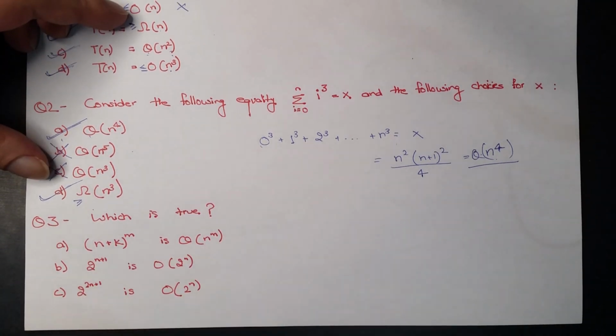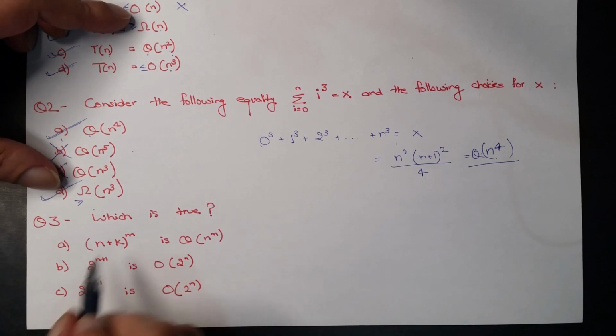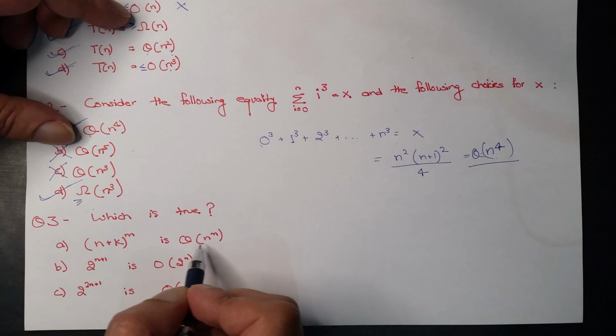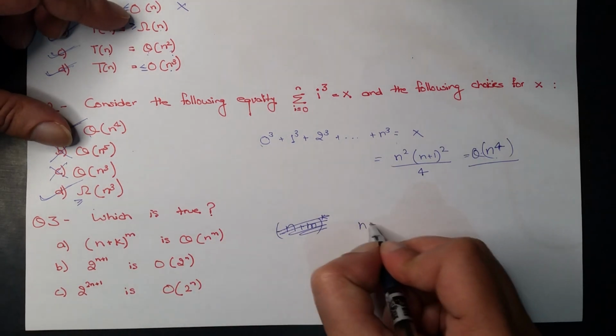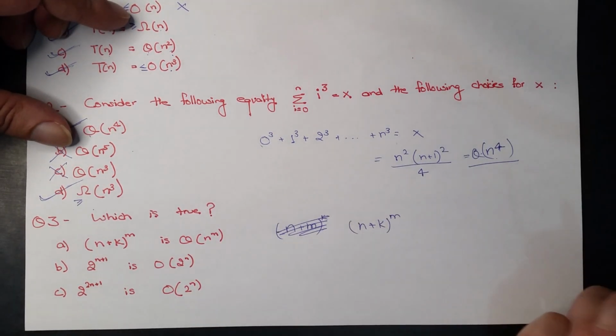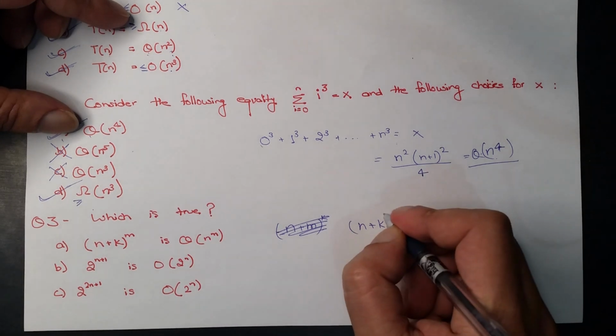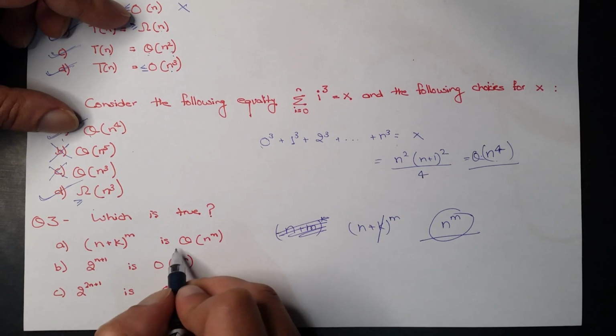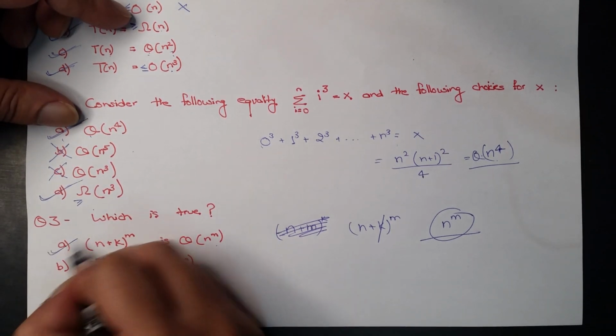Which one of the following is true? First is n plus k to the power m. We have to find this time complexity and check whether it is the same as theta of n to the power m. We have to ignore constant factors, so we'll ignore k and this will become n to the power m. And since there is theta of n to the power m, option A is true.